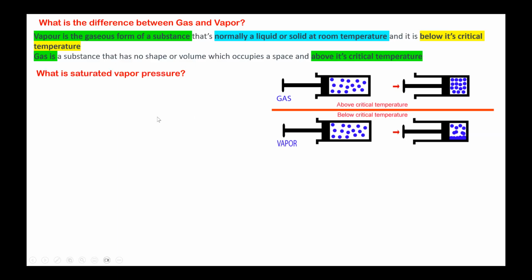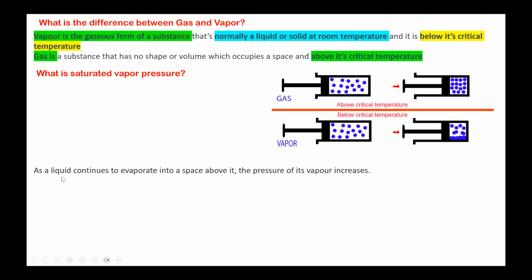And what is saturated vapor pressure? This is the second point that you have to understand. Saturated. The vapor pressure of the liquid is saturated. I mean, the vapor pressure is exerted by the liquid to maintain an equilibrium with the system. Almost there, but a little more proper explanation is required.